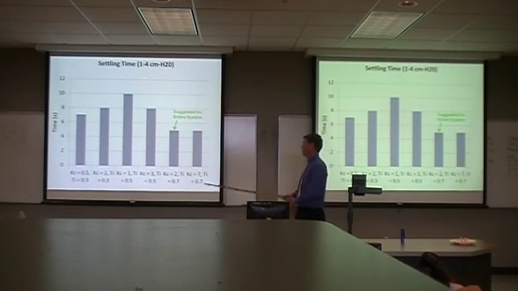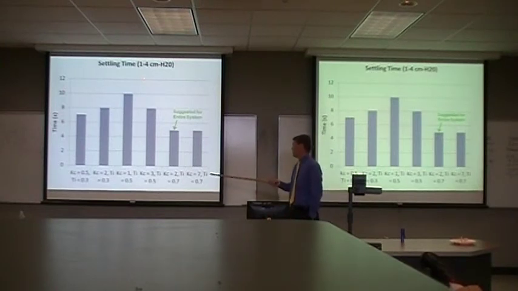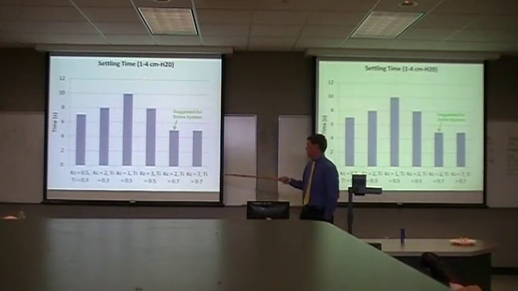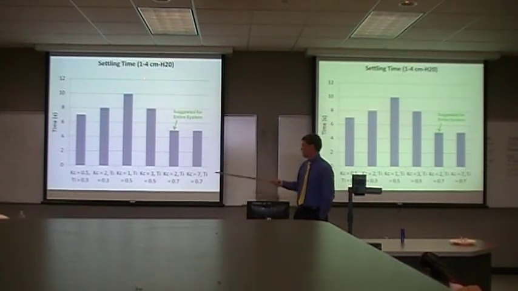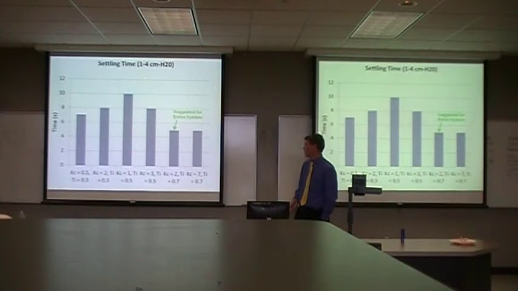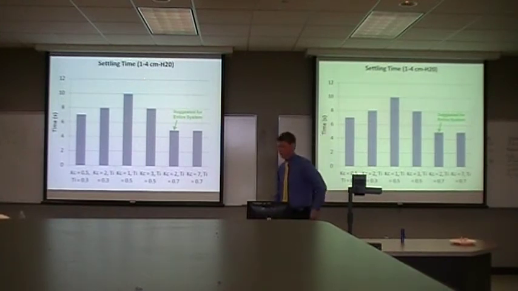After taking all the settling times that we found experimentally and putting them together, for 1 through 4 centimeters, the lowest settling time was Kc equals 2 and tau I equals 0.7. This ended up being the recommendation for the entire system because the Kc was lower than any of the other ones that had a low settling time. And the minimum settling time over all of them was 5 seconds. So that's why I went with that for the entire system.